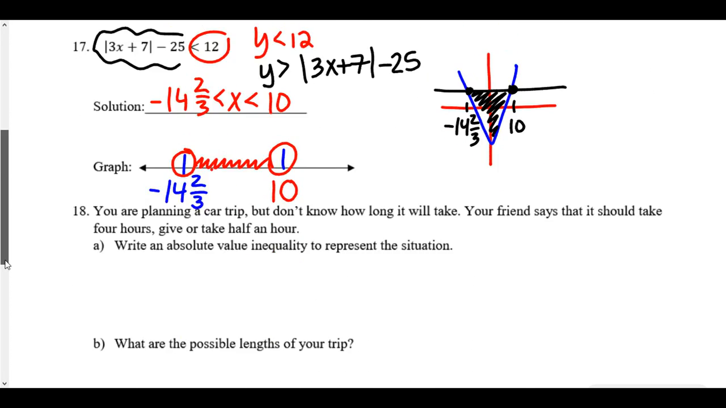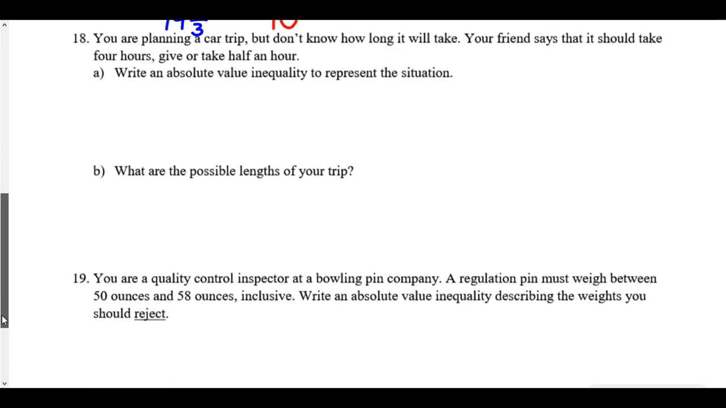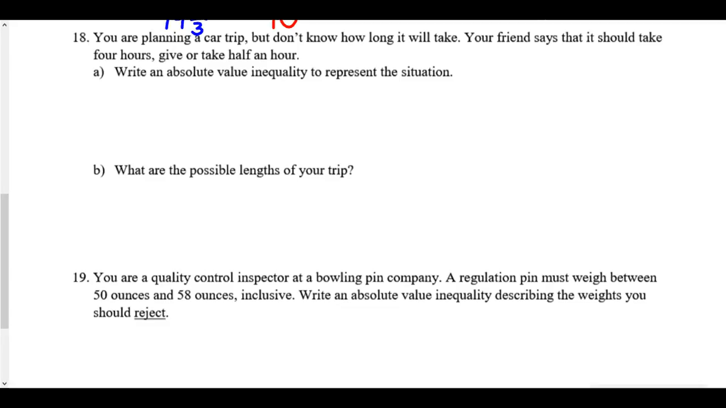Okay, let's move down to our apps. So you're planning a car trip, but you don't know how long it will take. Your friends said that it should take 4 hours, give or take half an hour. It says write an absolute value inequality to represent the situation for part A. And then part B says what are the possible lengths of your trip. Depending who you are, I like to do part B first for this one.